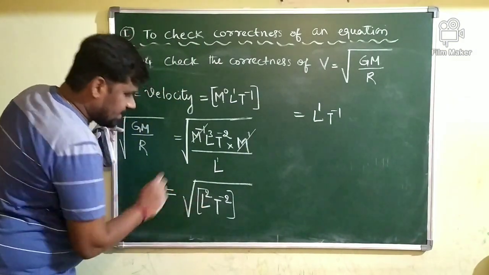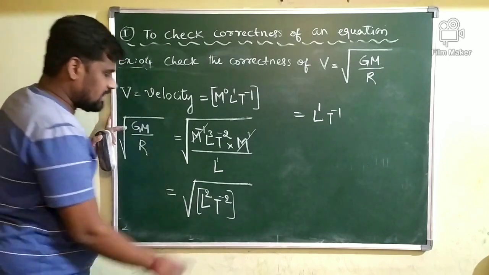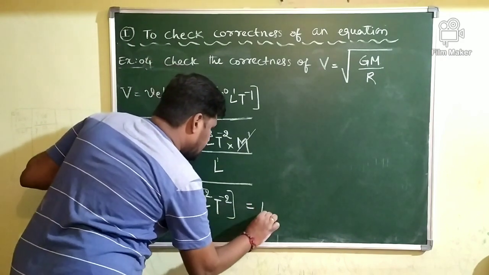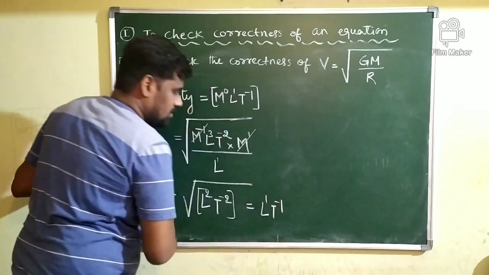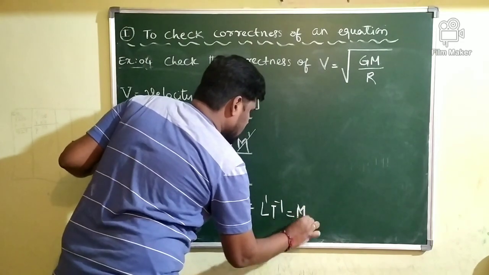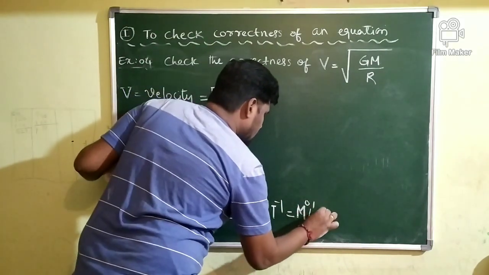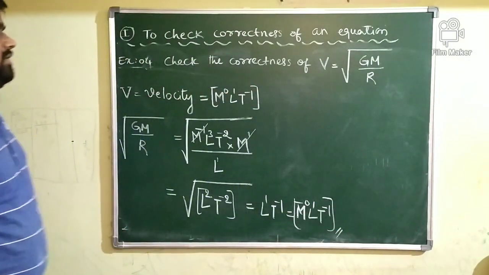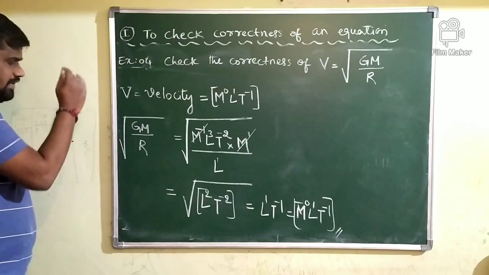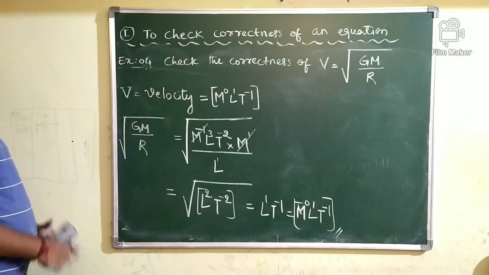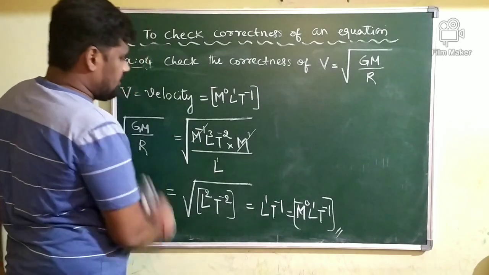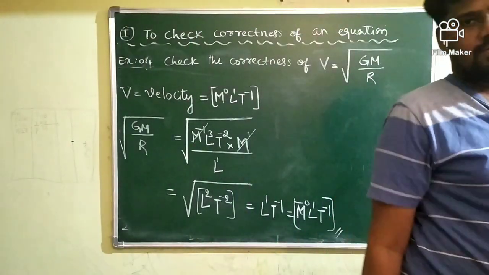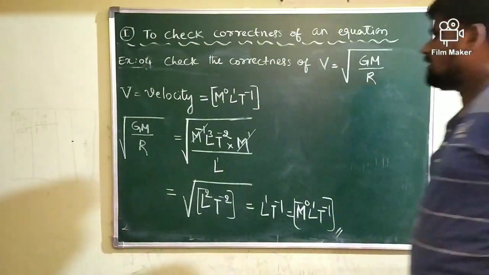Square root and square get cancelled. Therefore I am left with L power 1 T power minus 1. Or else what can I write now? M power 0 L power 1 T power minus 1. This is the dimensional formula for what? RHS. Therefore LHS and RHS both have the same dimensions. Therefore, the given equation is a correct equation.